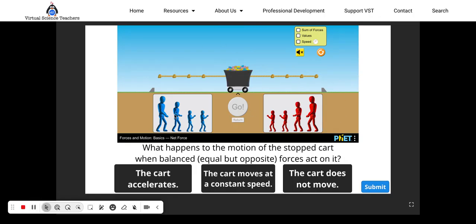Okay, so now we want to grab what happens to the motion of a stopped cart when it's balanced, equal but opposite directions. So grab a small person on one side, small on the other, or big, whatever you want to do to get equal on both sides.